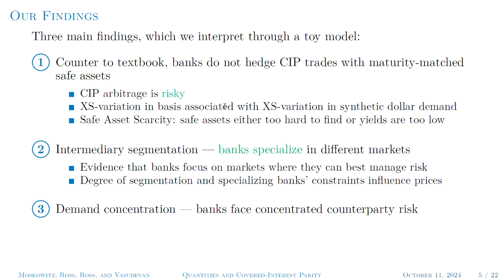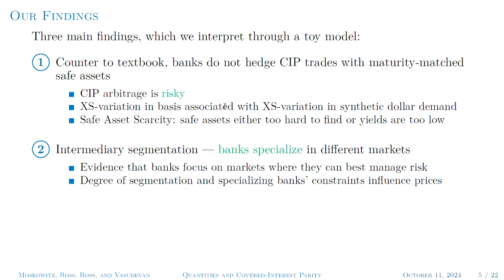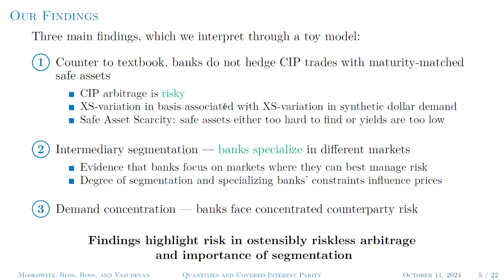So all else equal, a bank prefers to lend to many different counterparties. Lending to only one counterparty is risky. So these three results really highlight the role of risk in what is commonly thought of as a riskless arbitrage, and the role of segmentation in driving these bases.